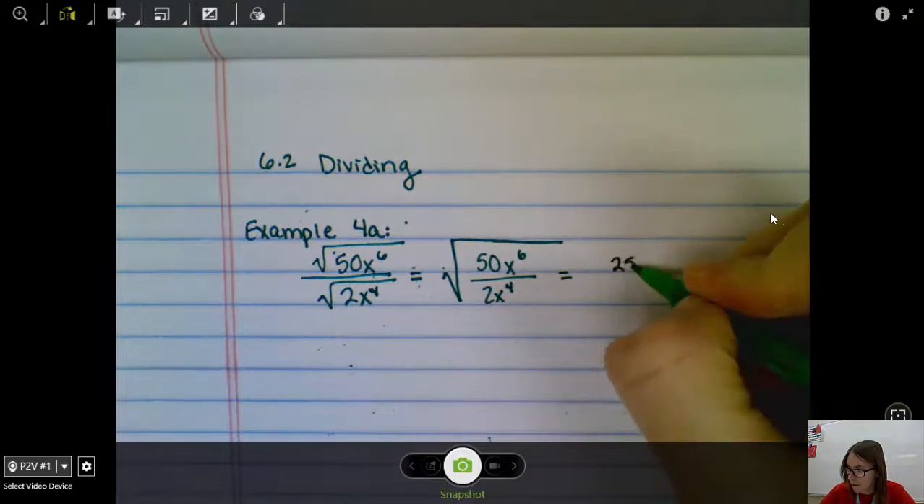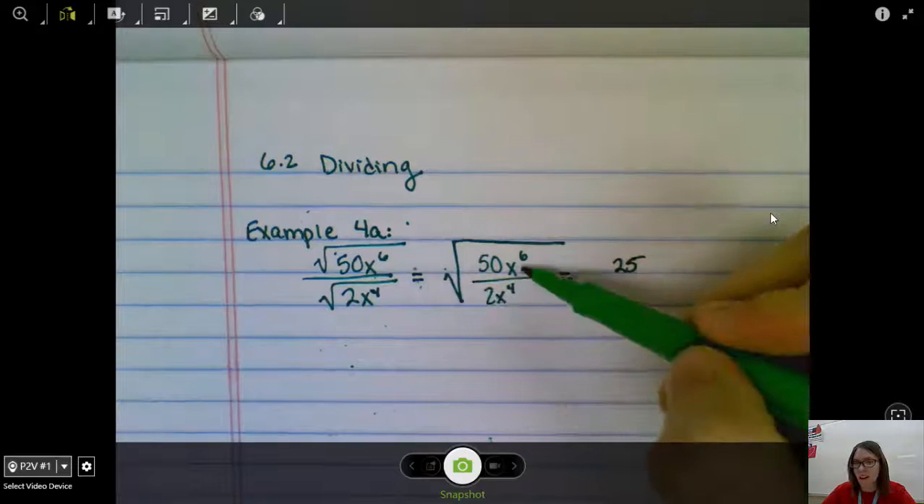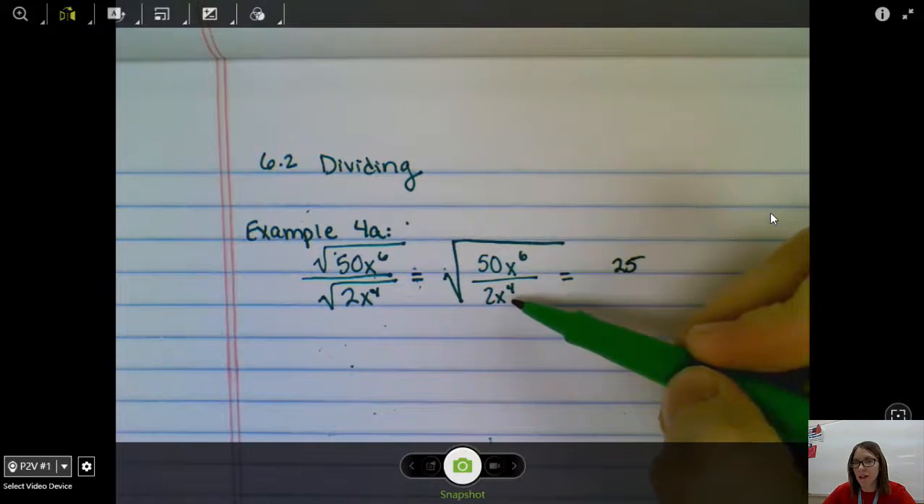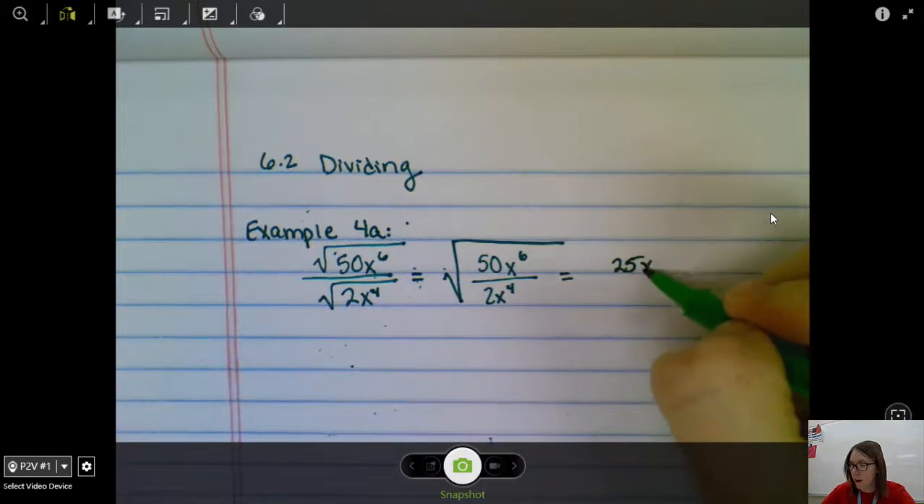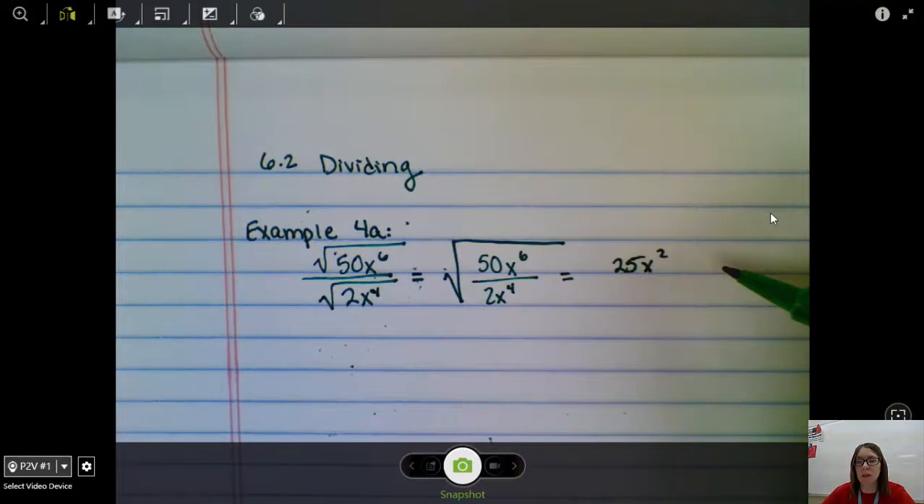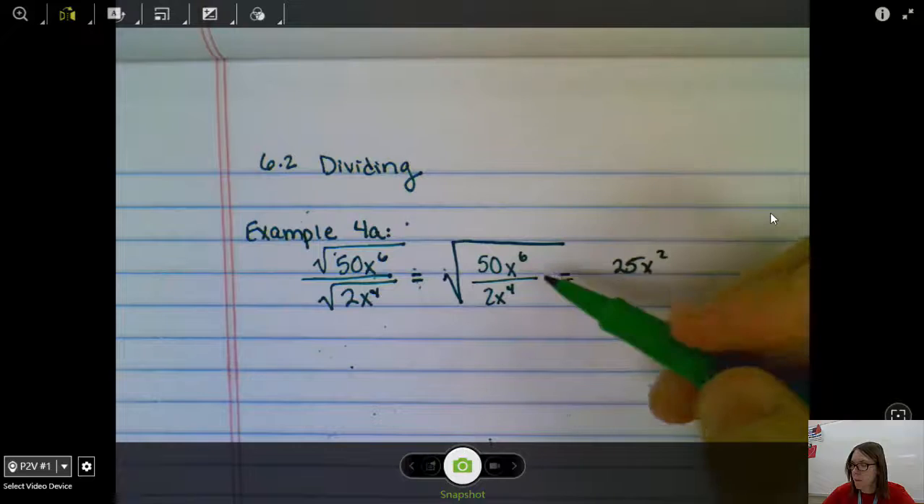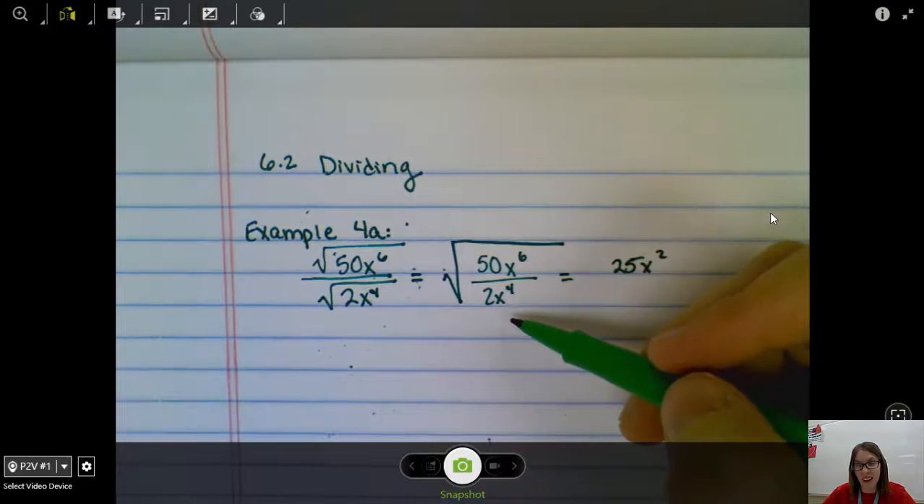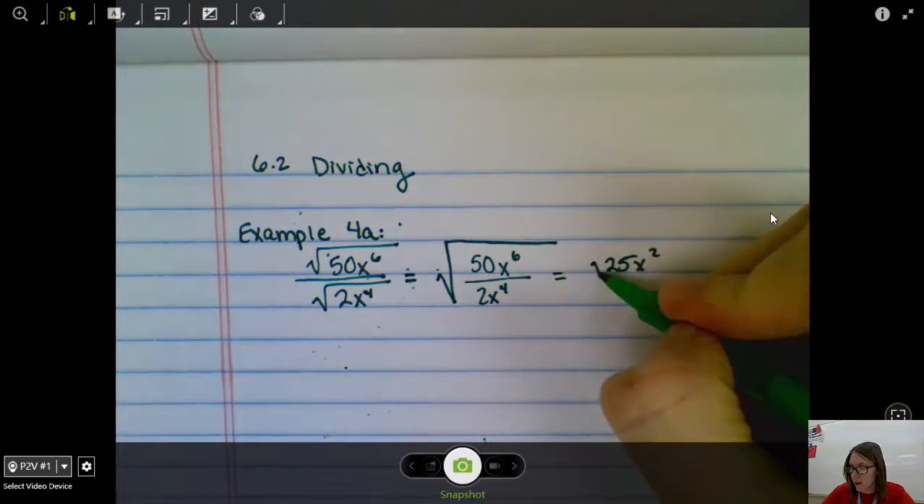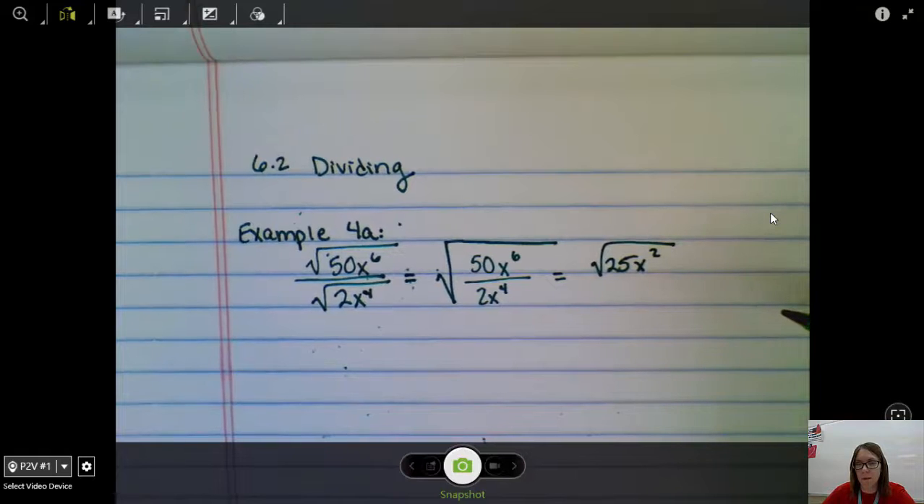and get 25. X to the 6th over x to the 4th is x squared. If you remember your exponent properties, we do some subtraction there. 6 minus 4 gives us the x squared. And that really gets rid of our fraction. We have the square root of 25x squared.